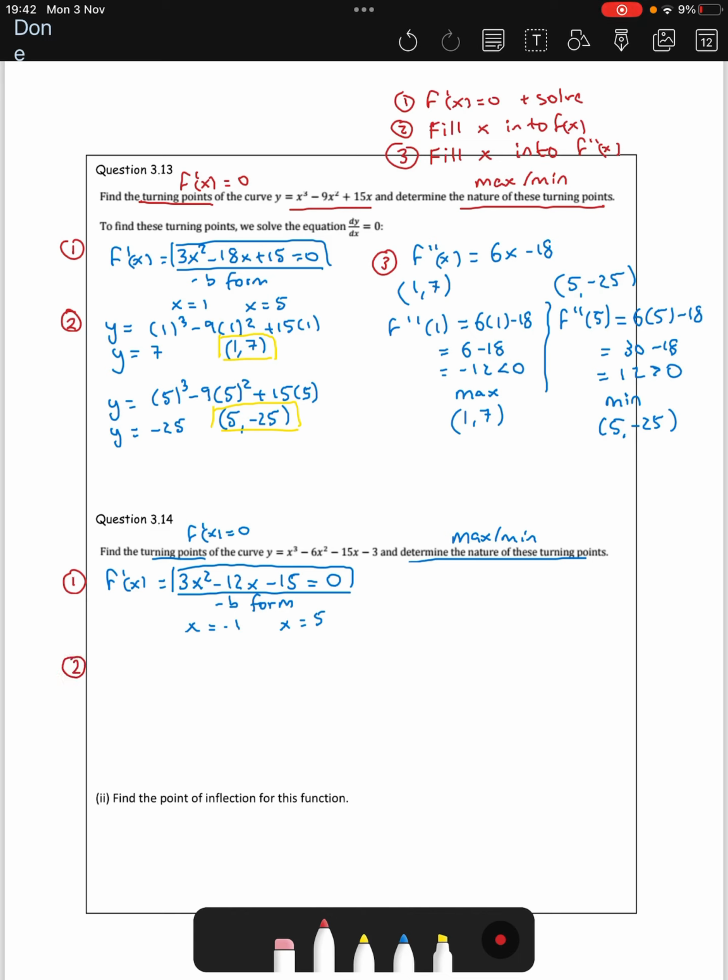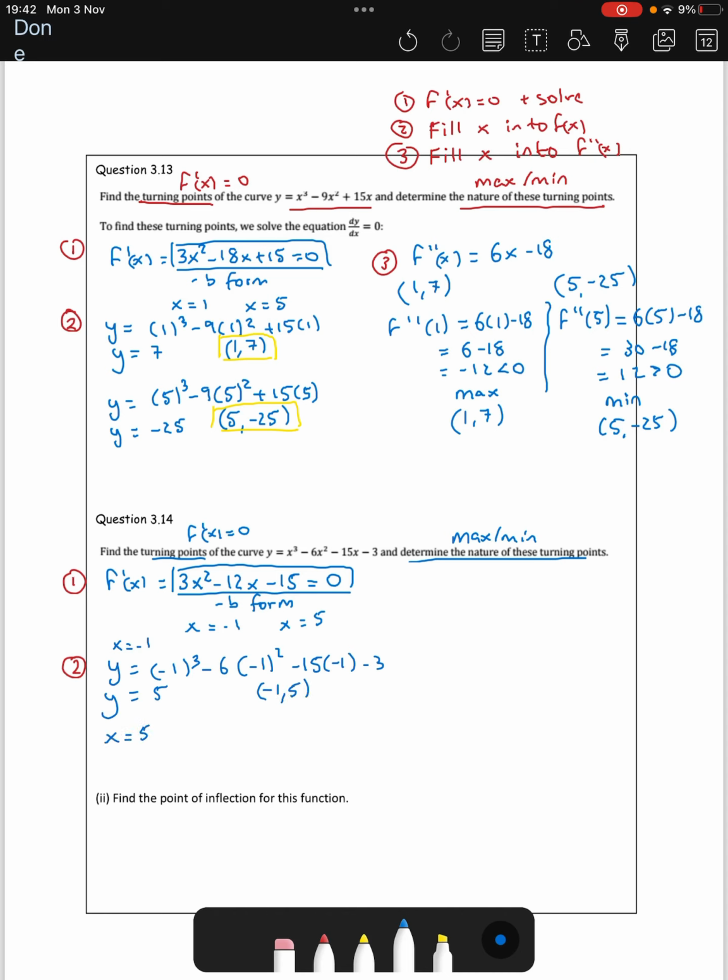My second step, I need to fill x into the original because that's going to find me my y values. So here I'm going to fill in my -1. If x is equal to -1, I'll have -1 cubed minus 6 times -1 squared minus 15 times -1 minus 3. So my y coordinate there turns out to be 5. So that is the coordinate -1, 5.